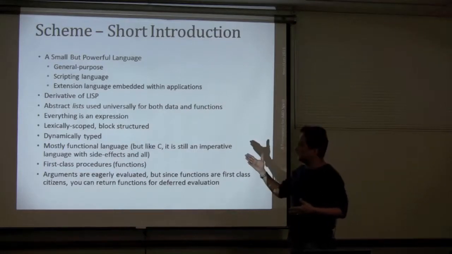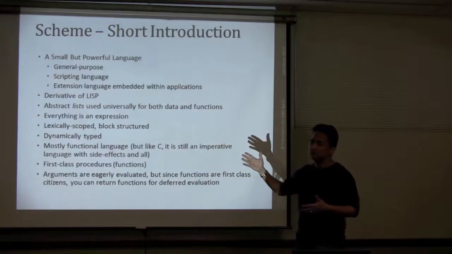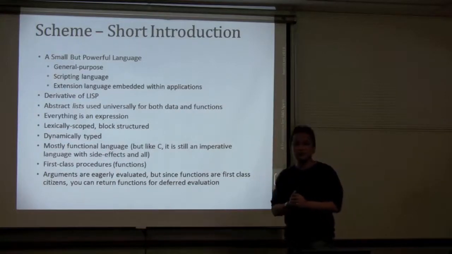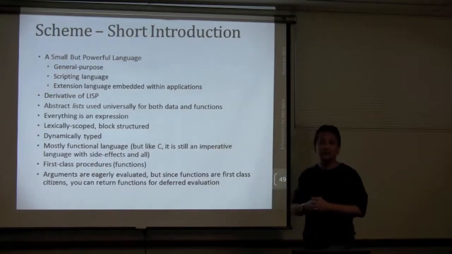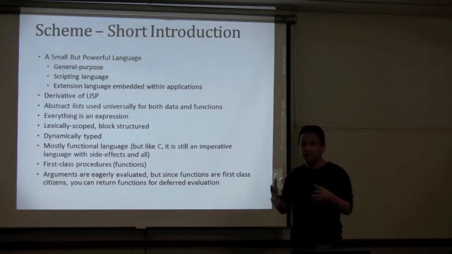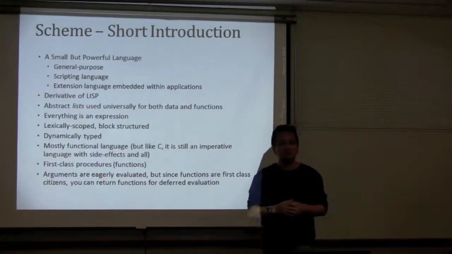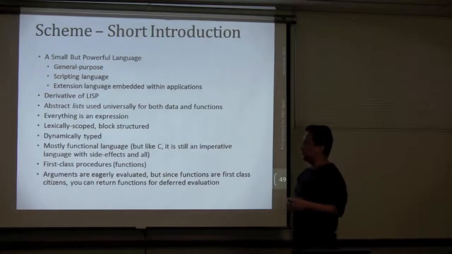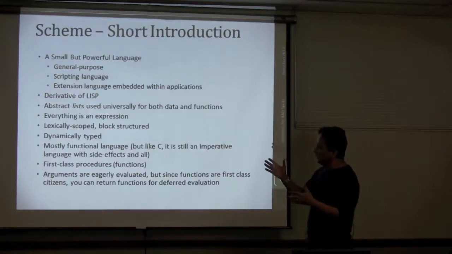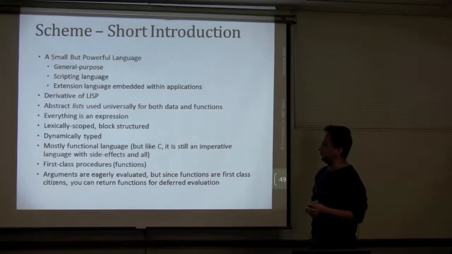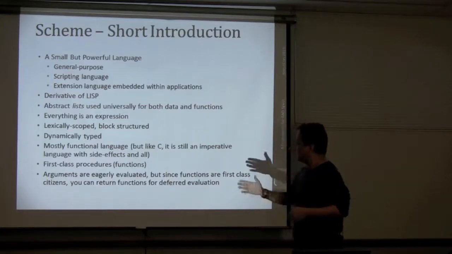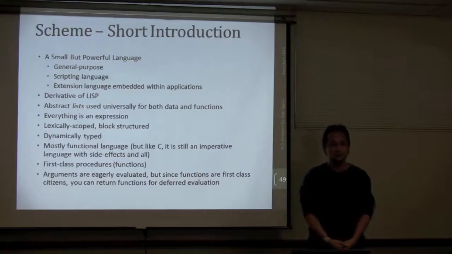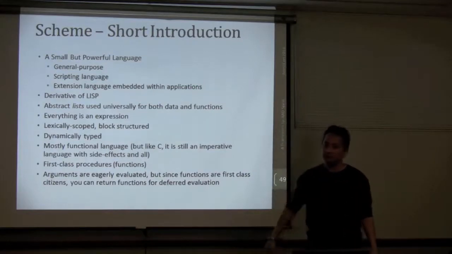And what's different with Scheme is that it's basically a better version of Lisp. It's lexically scoped instead of dynamically scoped. It borrows some of the ideas from Algol and the Algol line of languages like Pascal and Modula-2. With Scheme and with Lisp, everything is an expression. Like some of the new scripting languages today, Scheme is dynamically typed as opposed to statically typed like C and C++.